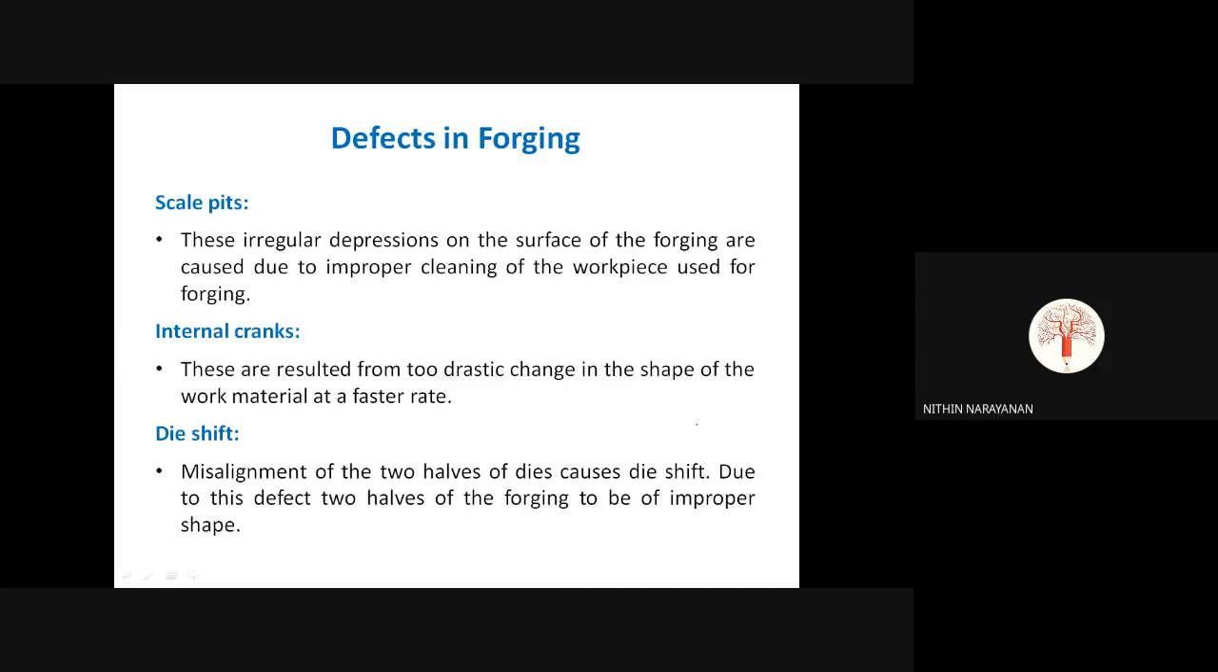Then internal cracks can occur. These result from too drastic a change in the shape of the work material at a faster rate. So this type of crack can happen. Then die shift. Misalignment of the two halves of the die causes die shift. Due to this defect, the two halves of the forging are of improper shape. So the die should be properly aligned. There will be a pair of dies, right? The top and bottom die will be there. If the dies are not properly aligned, it will affect the shape of the final product also. Such a defect is called die shift.